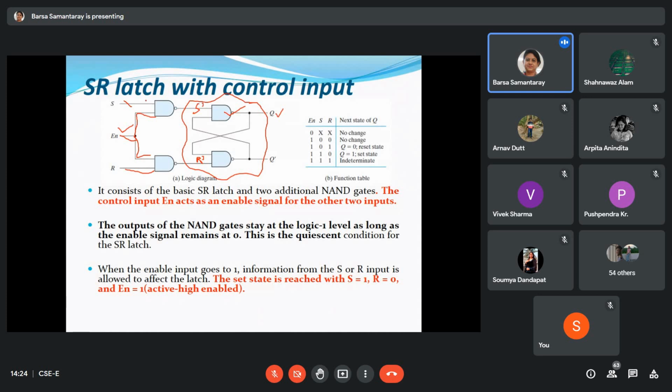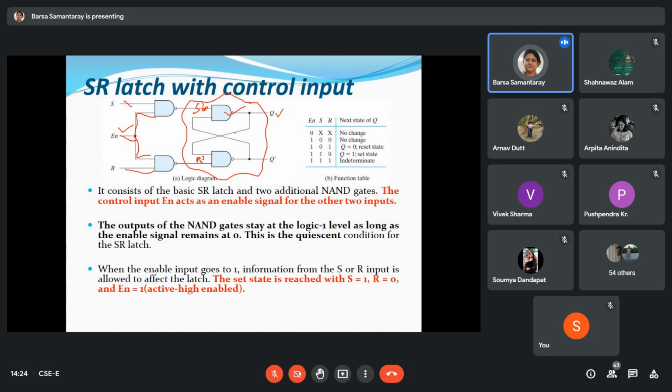Unless and until we get this output, we cannot process this NAND gate. So first we have to check what the input is here, due to this external input and the enable signal. Have you understood or not?